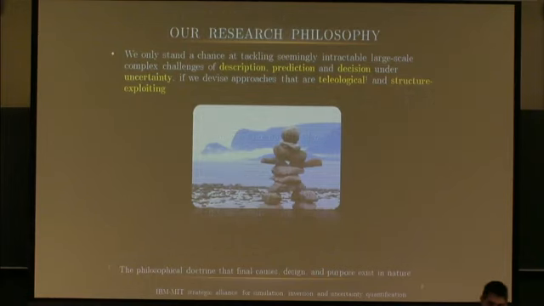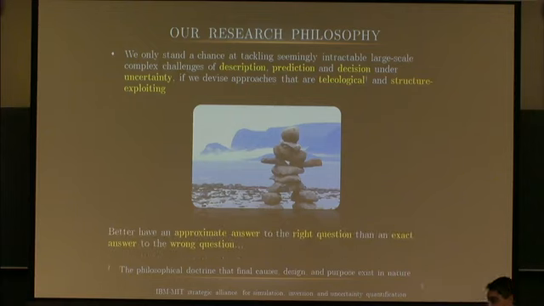And some of the philosophy that we try to put behind it is that we only stand a chance in trying to tackle those large-scale, seemingly intractable, complex problems of description, prediction, and decision under uncertainty if we come up with some approaches that are both teleological, and this is the meaning of that word I didn't know myself, so it's actually the philosophical doctrine that we're really looking at the end goal, at the final cause of what we are trying to do, and we try to exploit structure as we do that. Or in simpler words, it's better to have an approximate answer to the right question rather than an exact answer to the wrong question, as we often, at least on the industrial level, pursue.